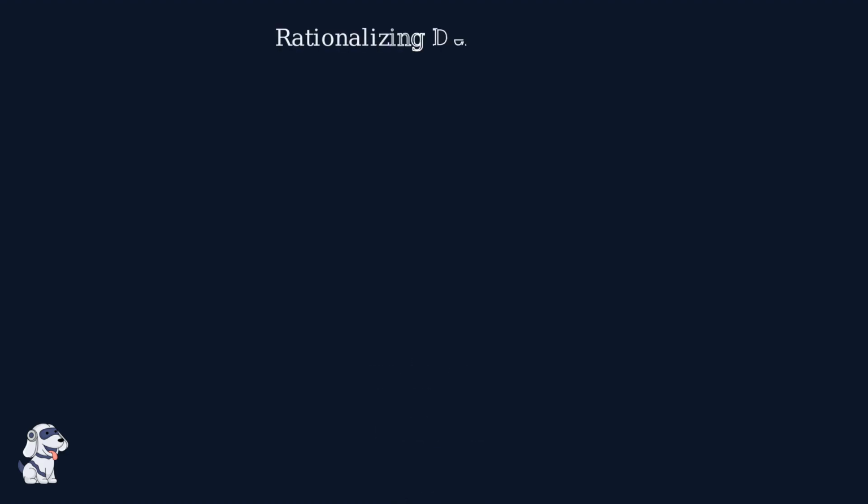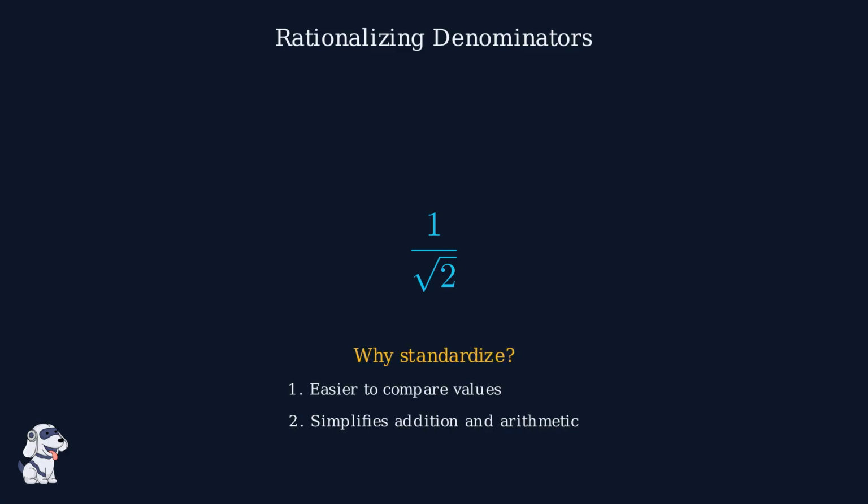In algebra, we follow a standard convention for expressions involving radicals. We generally avoid leaving irrational numbers like square roots in the denominator. Standardizing the form makes it significantly easier to compare values and perform arithmetic operations like addition or subtraction, as the denominator becomes a simple integer.